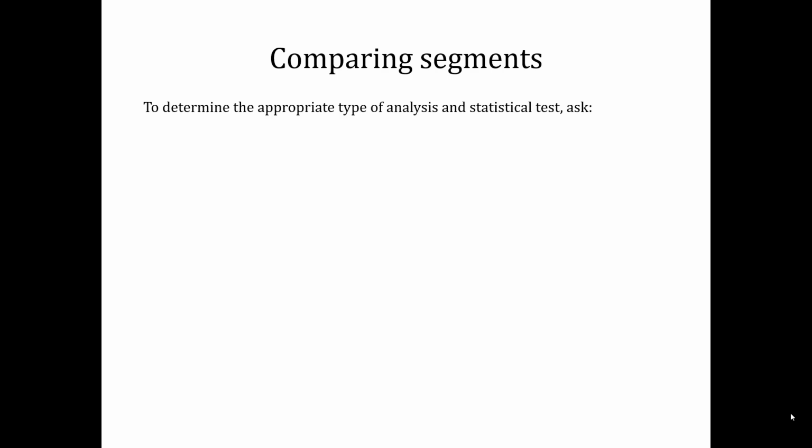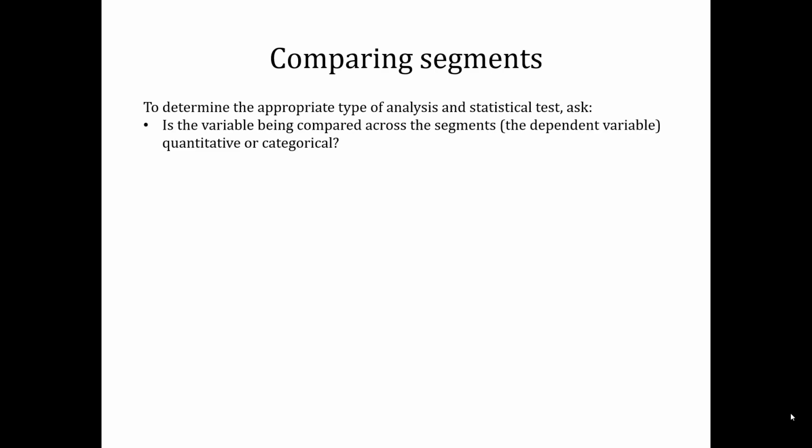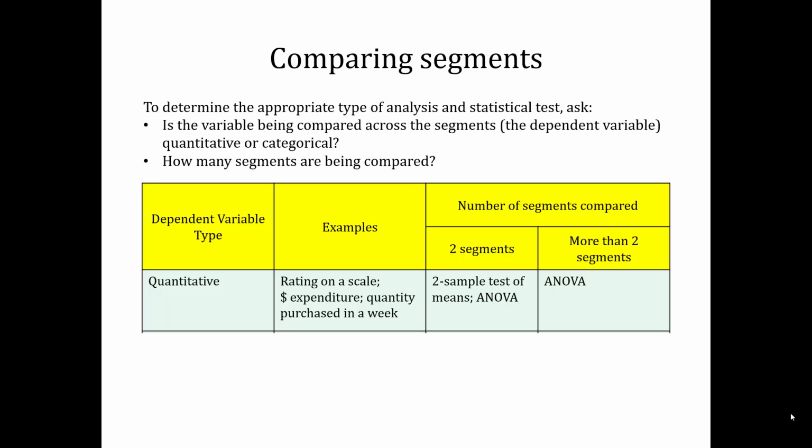When we want to compare segments, the type of analysis or test we conduct will depend on a couple of factors. First, is the dependent variable, that is what we are comparing the segments on, quantitative or categorical? Second, how many segments do we want to compare? If the variable is quantitative, for example, if we want to compare ratings on a scale or dollar expenditure or purchase quantity across the segments, then we can use a two-sample test of means or ANOVA if we have two segments. If we have more than two segments, then ANOVA is the only option.